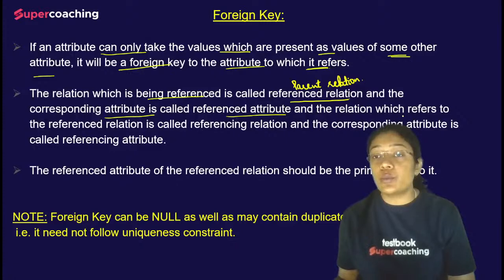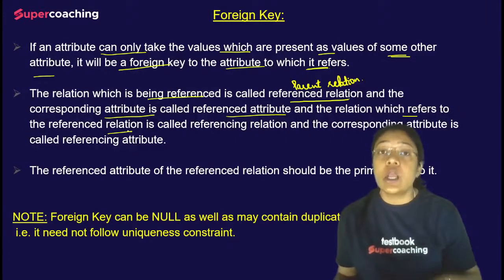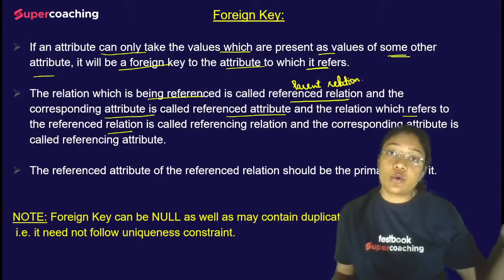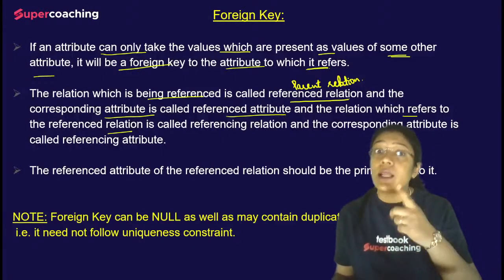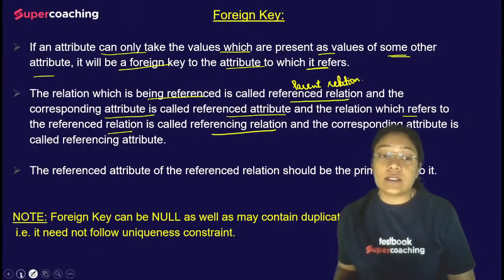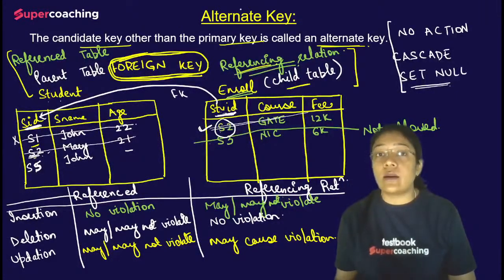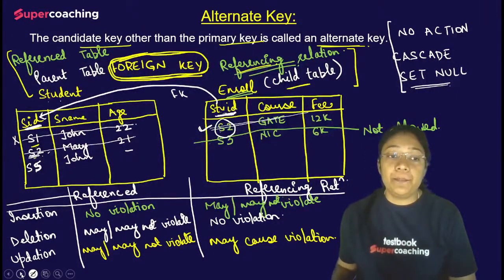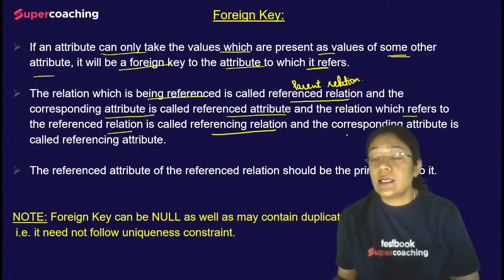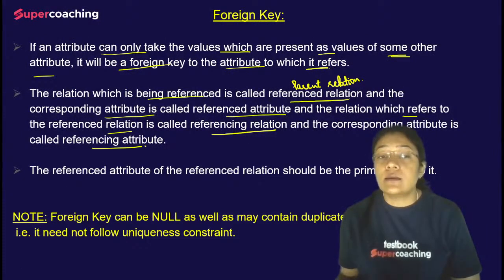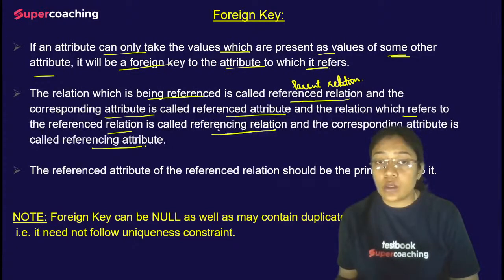And the relation which refers to the referenced relation, जो रिलेशन रेफरेंस रिलेशन को रेफर करे that is the child relation, that is also known as the referencing relation. You can see here child relation is also known as the referencing relation. Yeah, and the corresponding attribute is known as the referencing attribute. You can also call this as the child relation.